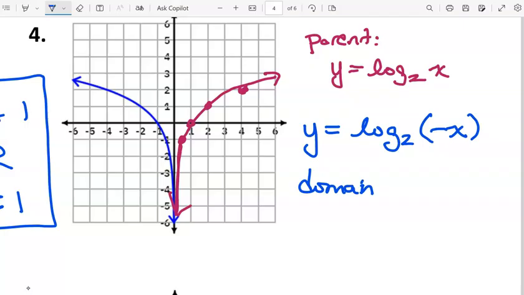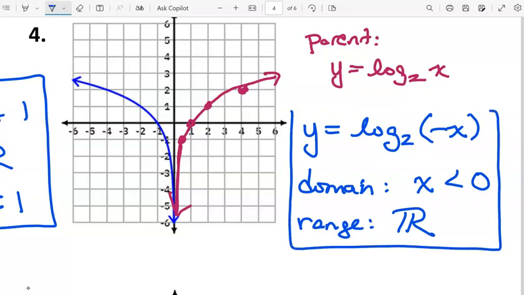The domain of the transformed function is x is less than 0. We can see that we only see graph on the left side of the y-axis, and the graph actually never reaches the y-axis, so it never reaches an x value of 0. The range, however, is all real numbers, since arrows on both ends of the graph indicate that the graph travels infinitely up and infinitely down with no breaks in between.